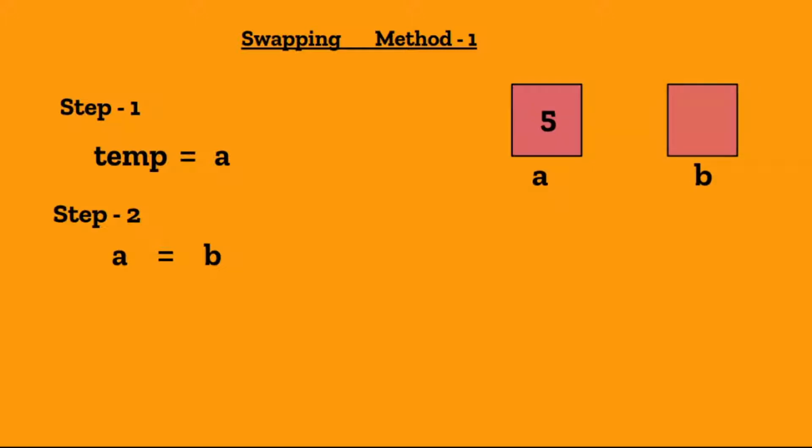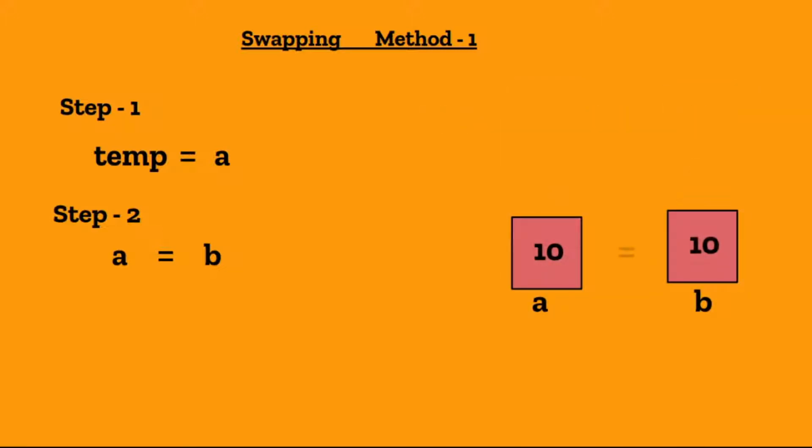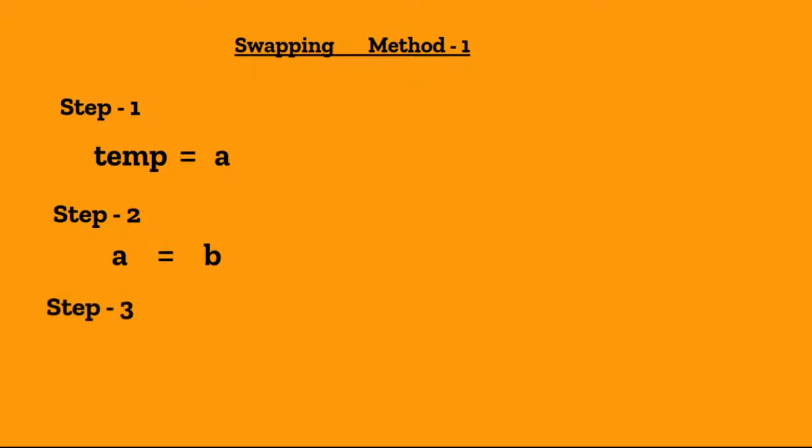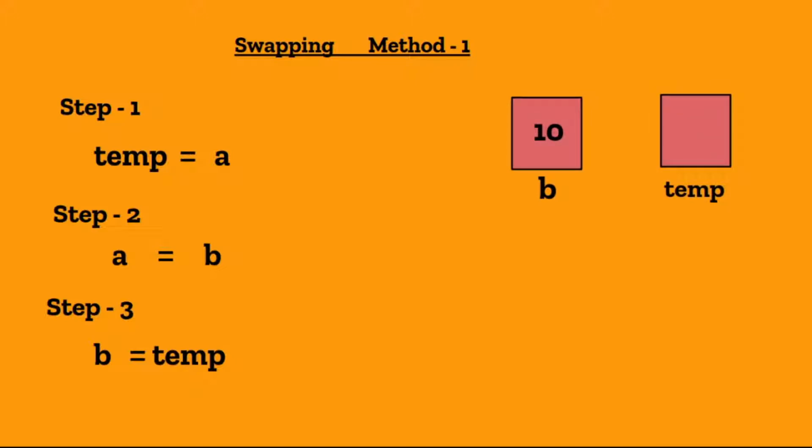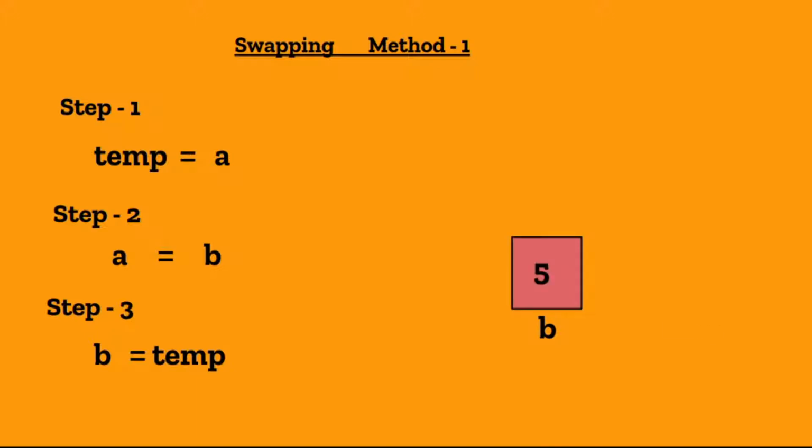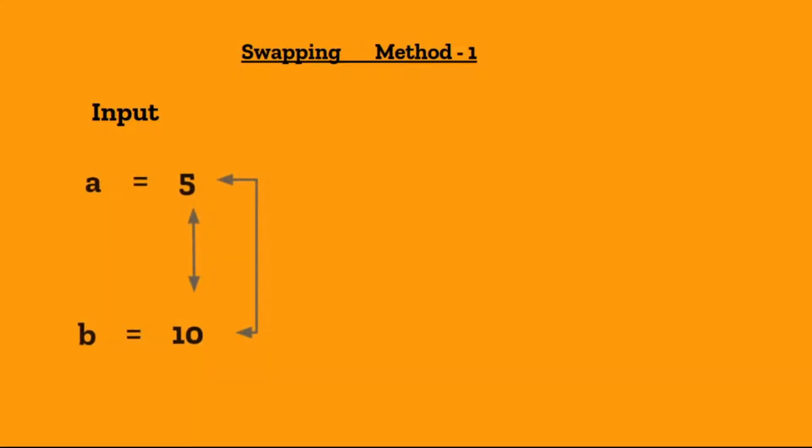Now we can store the b value into a. At last, we can give the temp value to b. I hope you understood how it is done. So let's write this program in our CodeBlocks IDE.